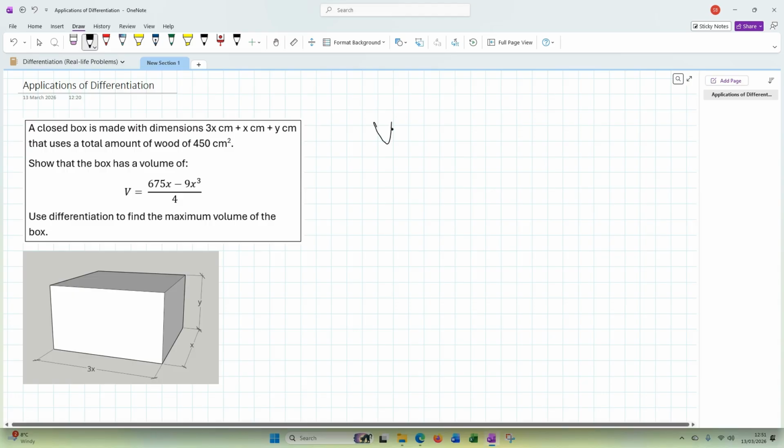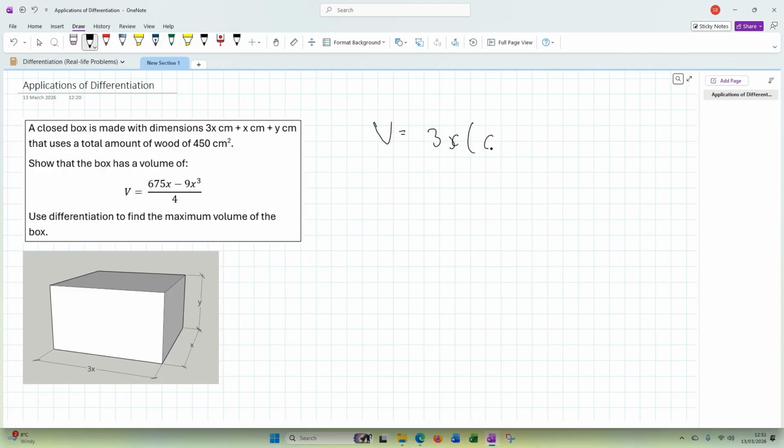It is simply V equals 3x times x times y, which simplifies to 3x squared times y. Now the question asks us for the volume in terms of x's, but here we have it in terms of x's and y. So we have to find a way of eliminating the y value. A way to do this is to consider the surface area of the whole box, and construct a second equation where we can extract y from it.